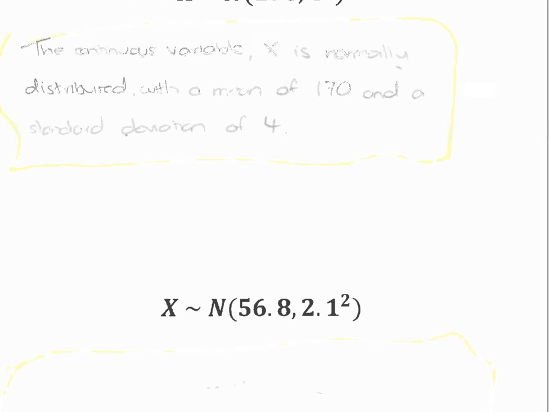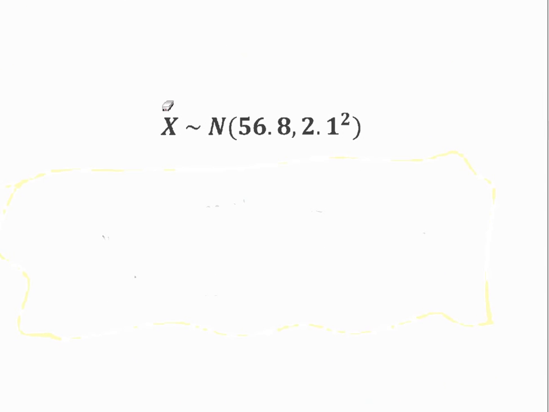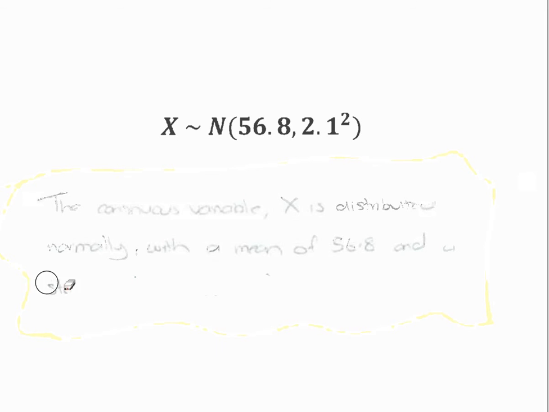Same thing, what does this one mean? It means the continuous variable, so don't forget to write this in, the continuous variable X is distributed normally, or is normally distributed, same thing, with a mean of, have a look, 56.8. So the first number, remember, is always the mean. The second number is the standard deviation, and ignore the squared. And a standard deviation of 2.1 is what that translates to.